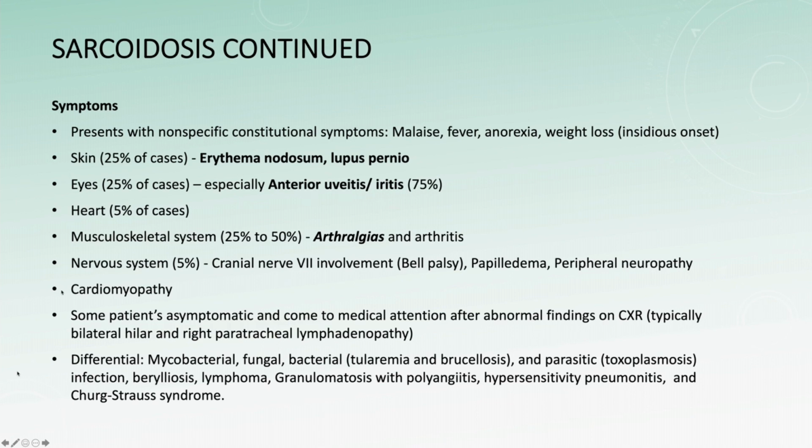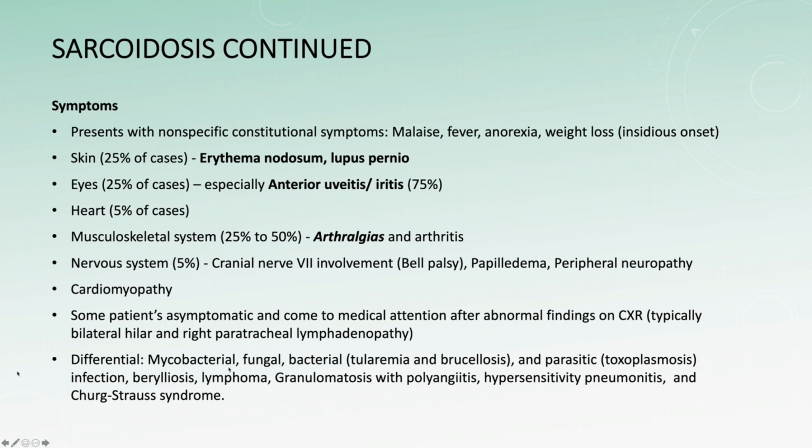The heart can have problems like cardiomyopathy. You have trouble with the musculoskeletal system, arthralgias, arthritis, and the nervous system, especially like a Bell's palsy, some papilledema and peripheral neuropathy. So you can see it touches on a lot of different systems, which makes it tricky to diagnose. In some cases, patients even present asymptomatic. They have no symptoms and get a chest x-ray and you're like, whoa, what is that, bilateral hilar adenopathy? Crazy, right?